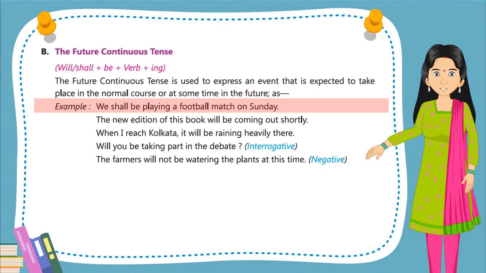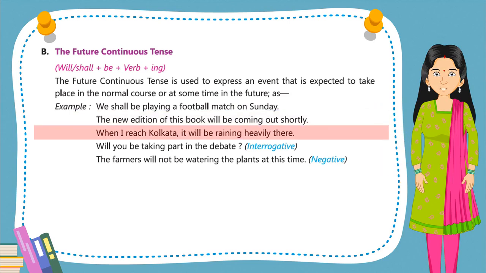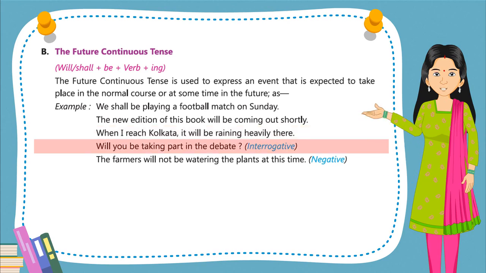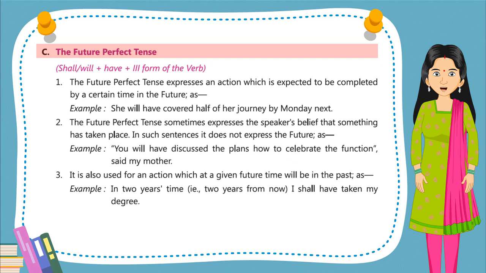As, example, we shall be playing a football match on Sunday. The new edition of this book will be coming out shortly. When I reach Kolkata, it will be raining heavily there. Will you be taking part in the debate? Interrogative. The farmers will not be watering the plants at this time. Negative.